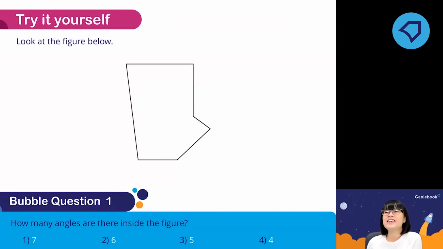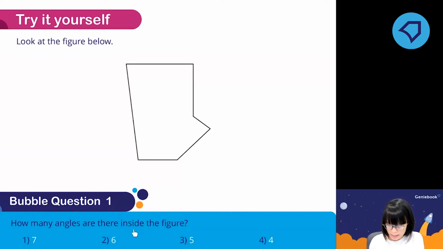Excellent job for those of you who got it correct. You still have about 15 more seconds. For those of you who have not keyed in your answer yet, please kindly do so. Quick, quick. 5 more seconds.